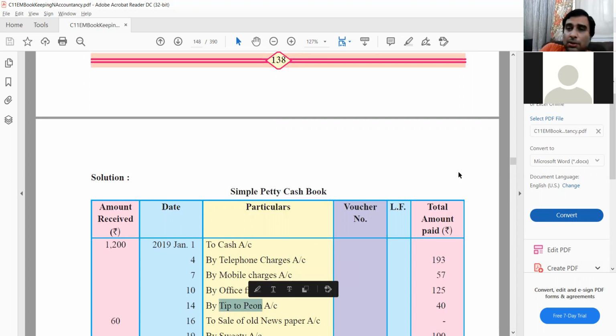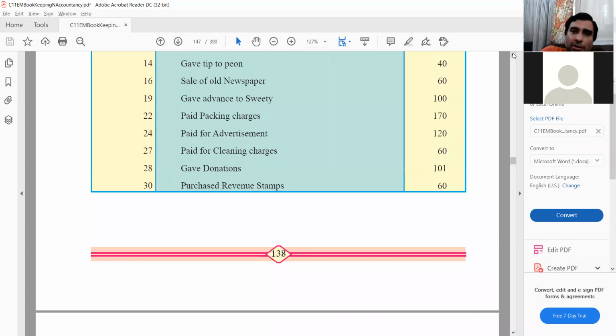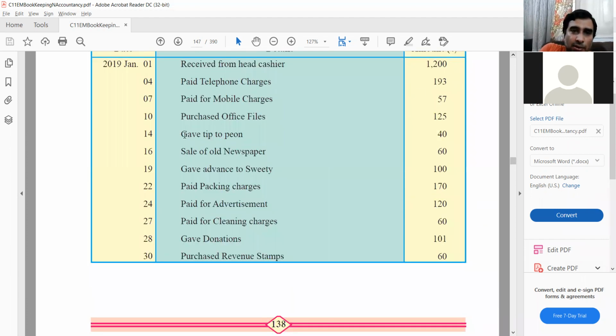Actually, this is not how it should be recorded. It will be miscellaneous expenses. Gave tip to Pune 40, that will be miscellaneous expenses or staff welfare. Sale of newspaper, you have to remember this will come not on the right hand side but on the left hand side, because this is money received. Money received in the petty cash book comes in the first column on the left, and money going out will come on the right hand side.